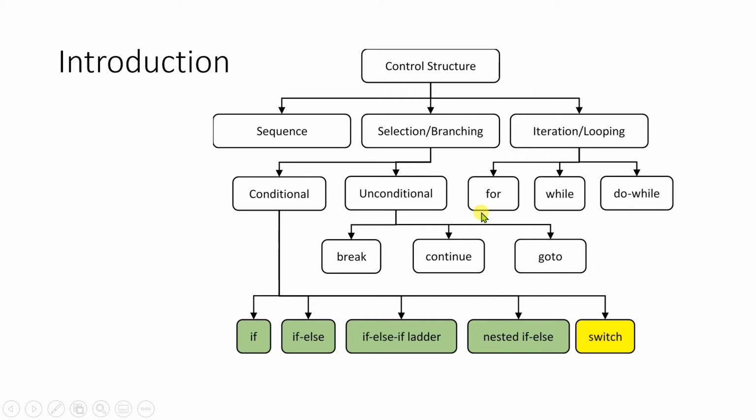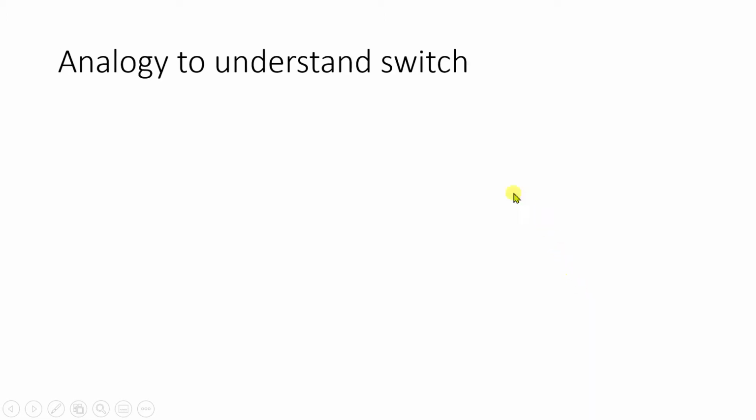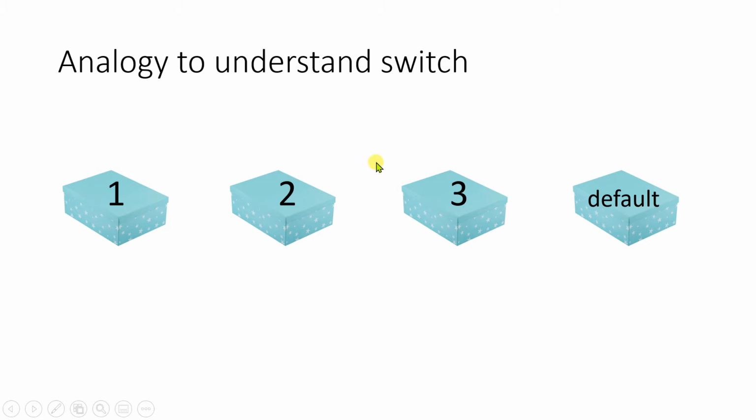Initially, whenever we explain a switch statement, we have to start with the syntax. But this time, before discussing the syntax, I would like to tell you something, shown over here. It is an analogy to understand the syntax of the switch statement. Let's say you have boxes to choose from, numbered 1, 2, 3, and there will be a default box.